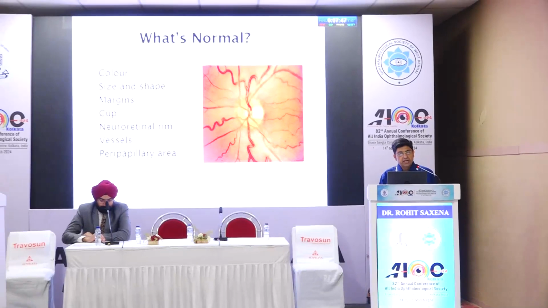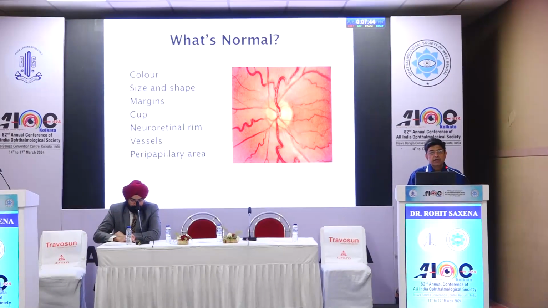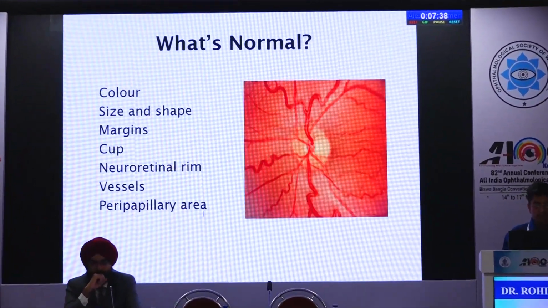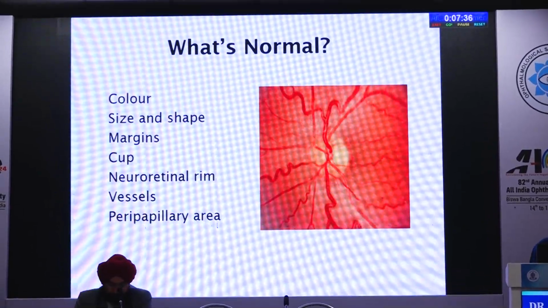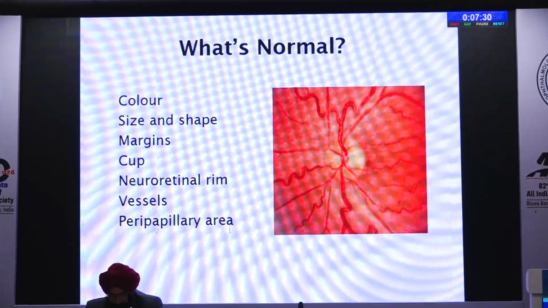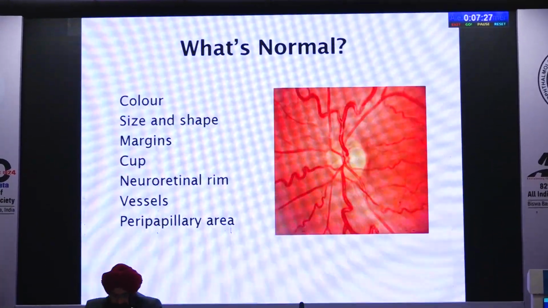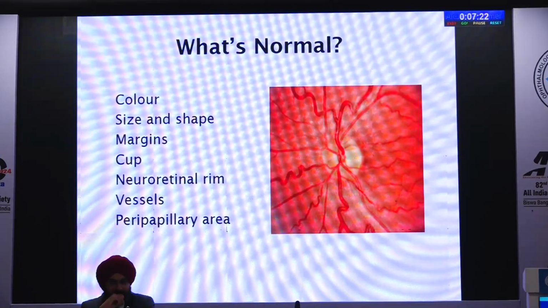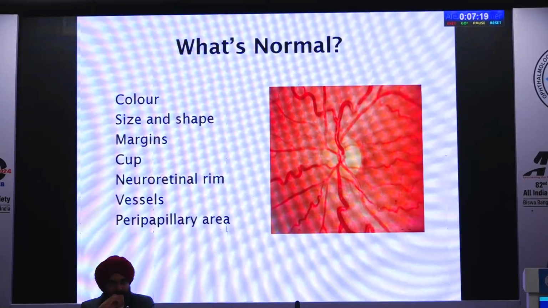Thank you, Digvijay, for the opportunity, and AIOS for accepting this course. First, whenever you want to see the disc, it's most important, and we were taught in residency, see a few thousand fundi, and then you'll actually start understanding how to differentiate normal anatomy from pathology. So these are the key things that you need to look for whenever you're looking at the disc: the color, the size, shape, the margins, the cup, the rim, particularly the color of the rim, the shape of the rim, the vessels as they emerge, how they are appearing as they come out of the disc and onto the retina and the peripapillary area.